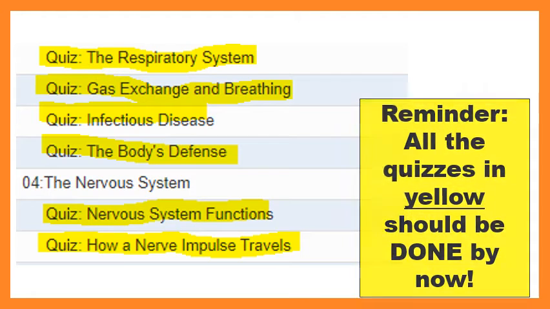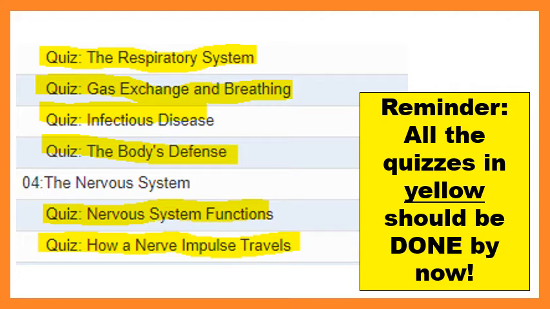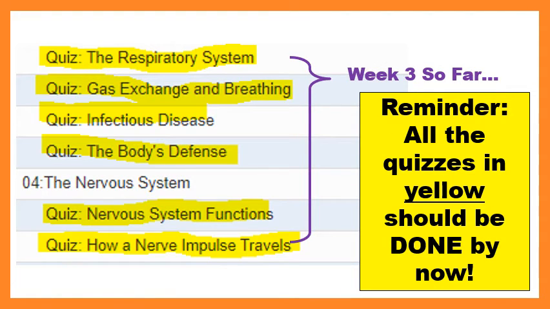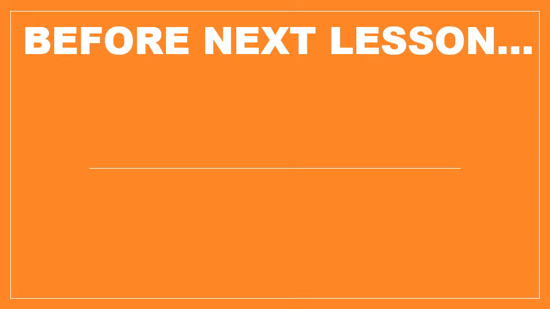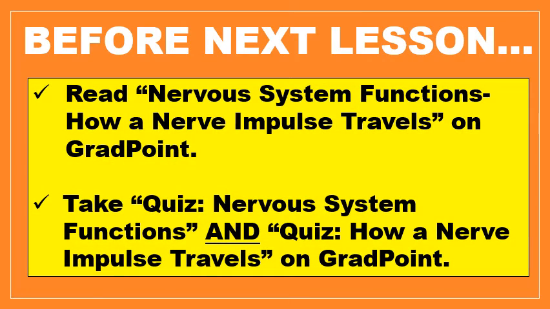Just a reminder that all these quizzes in yellow should be done by now, and this is just for week 3 so far. So we will have 4 more quizzes before we can close the chapter on week 3. So please try to keep up. I don't want you all rushing next week when you're trying to finish all those quizzes. It will just be miserable. Before I see you on Thursday, what you need to do is read the nervous system functions all the way to how a nerve impulse travels on Gradpoint and take the 2 quizzes associated with those chapters.